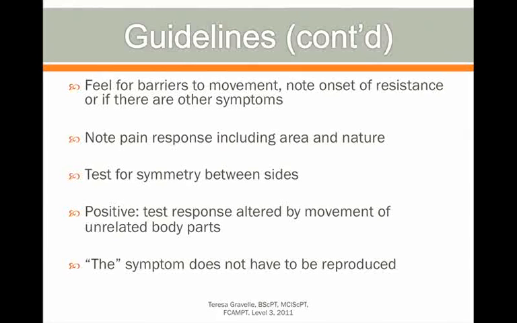When you do your testing, you're going to feel for barriers to movement and note the onset of resistance or if there are any other symptoms. So if the person complains of pain, you want to know the area and nature, and you may reproduce the symptoms, but you may not reproduce the pain that the patient is having. But oftentimes a positive test may mean that you have more resistance or altered range of motion on one side versus the other.